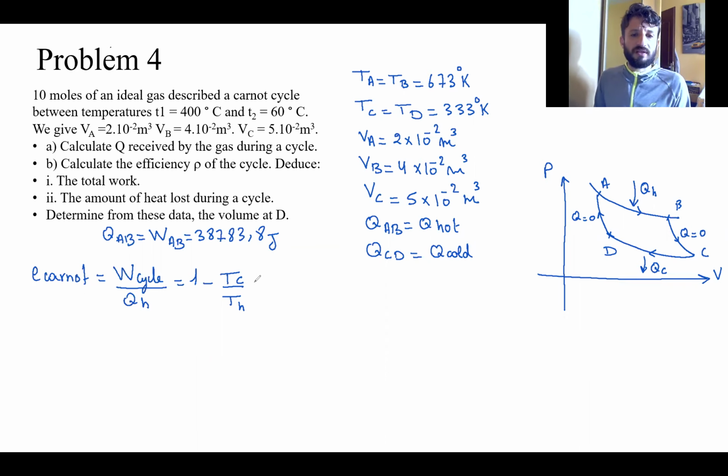I want to calculate efficiency, which is equal to 1 minus T cold divided by T hot. The answer must be less than 1, and it will be 0.5, or you can say 50%.